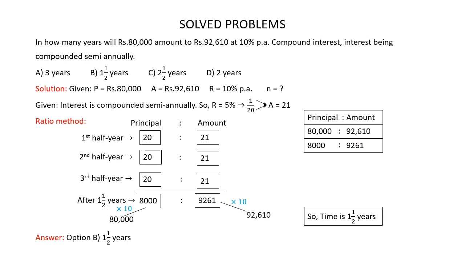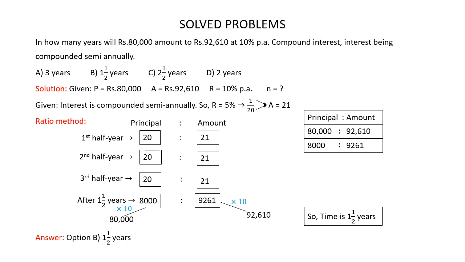Now what we have to do is to reduce these two numbers till we get either perfect squares or perfect cubes. If we get perfect squares, then it means that we have to find principal is to amount for 2 half years. If we get perfect cubes, then it means that we have to find principal is to amount for 3 half years. So now we have, after n years, principal is to amount is 80,000 is to 92,610.